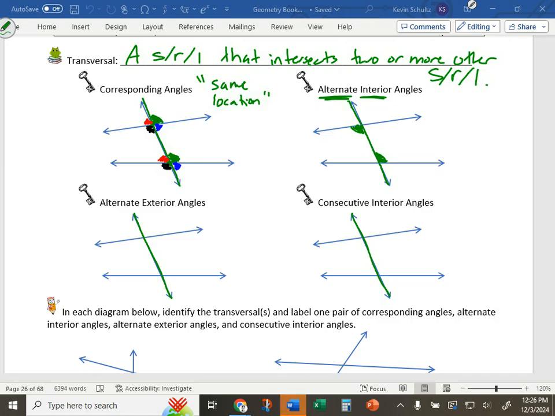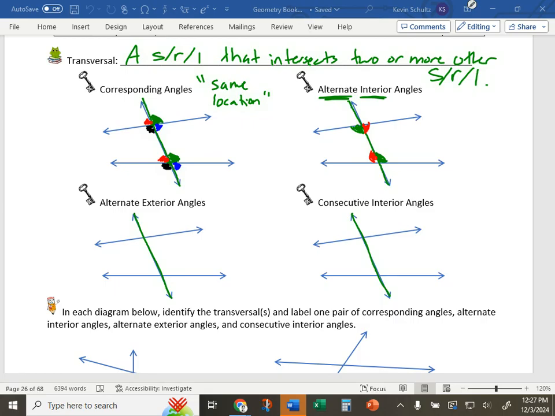Okay? Inside the lines, alternate sides of the transversal. How many other pairs of alternate interior angles are there? One. There are two total, just one, right? This angle here and this angle here, also alternate interior angles because they're inside the lines, opposite sides of the transversal. Okay? Because it has to be inside. Interior is inside or in between the lines, okay?